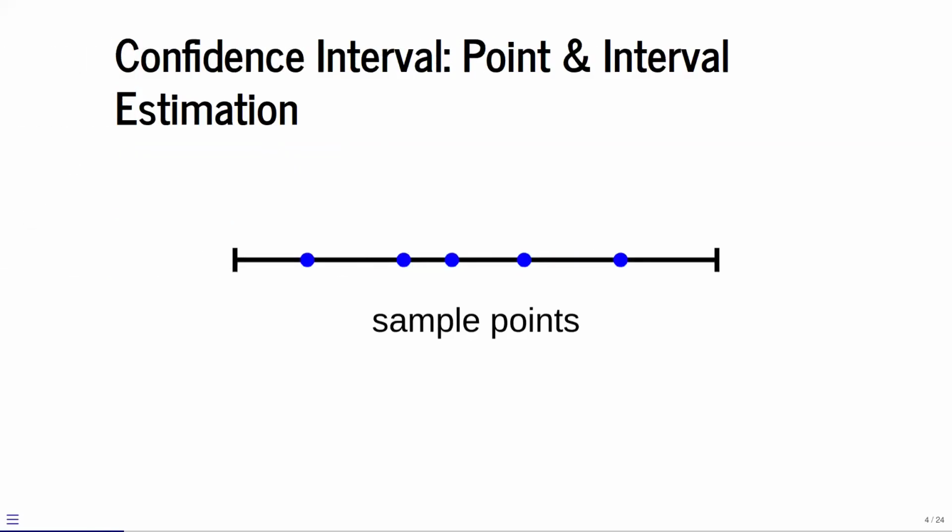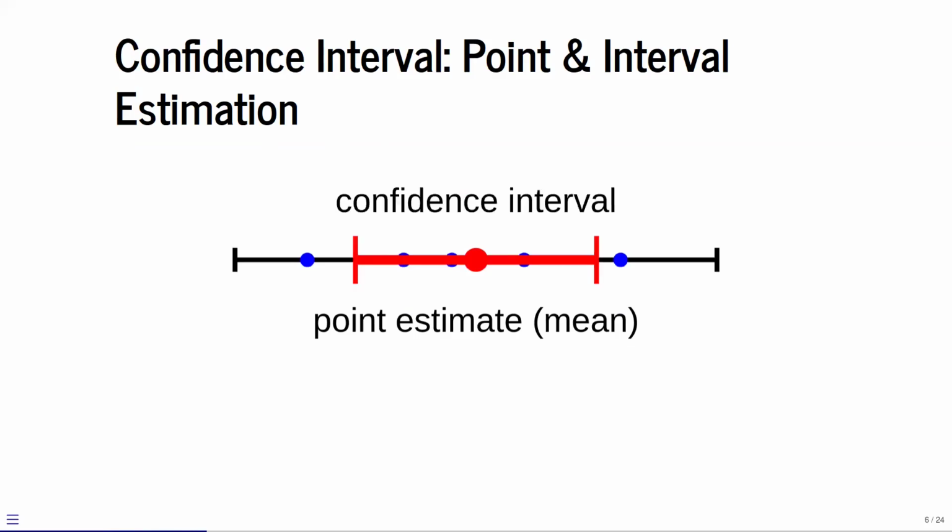Visually, we start with a number of points that make up our sample. That's what each blue dot represents in this visualization. We then come up with a point estimate, which is the mean of the sample. This is the red dot in the visualization. Finally, at both sides of the estimate, we have a confidence interval. The interval is symmetric around the point estimate and shows the range of plausible values for the population parameter.